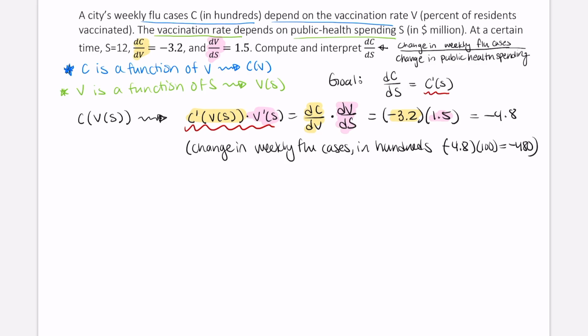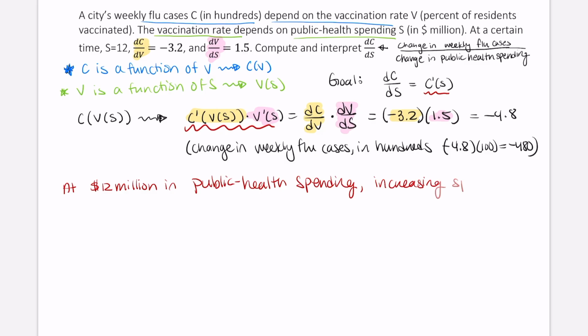All right, so what does this all mean? More importantly, at $12 million in public health spending, increasing spending by 1 million is associated with 480 fewer flu cases per week.